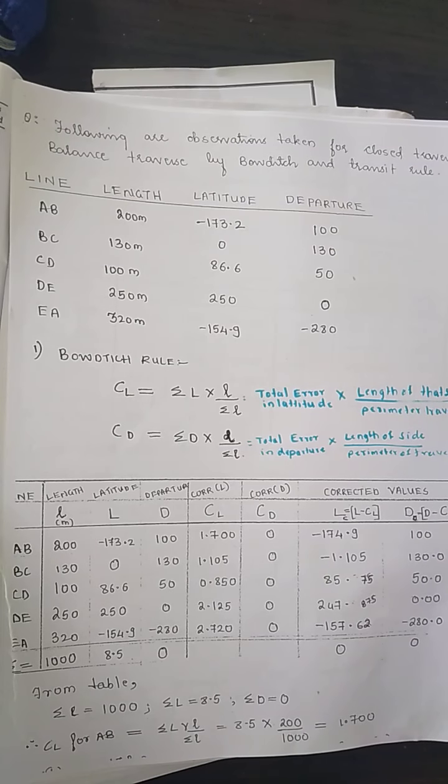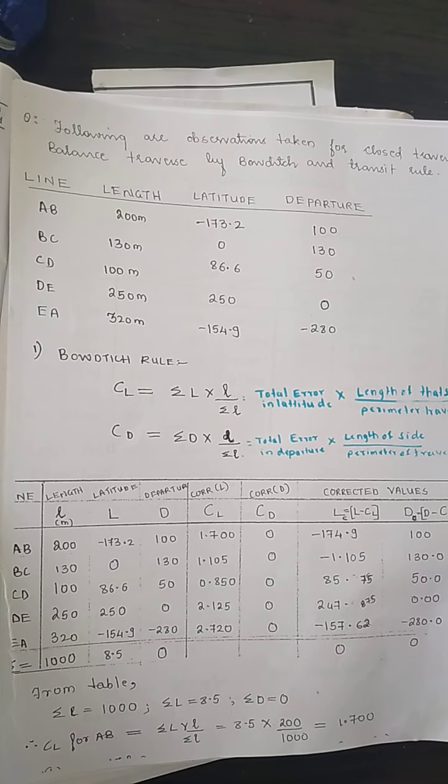In the previous class, we have seen the theoretical concepts of what is transit surveying, what are the different methods, and what is latitude and longitude. Then we have seen how to determine the correction to the latitude and the correction to the departure by using the transit and the Bowditch method.